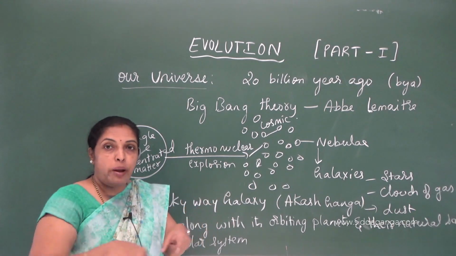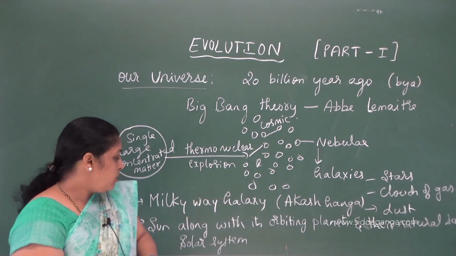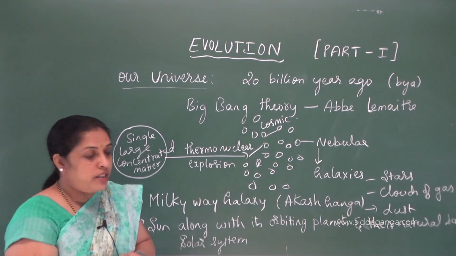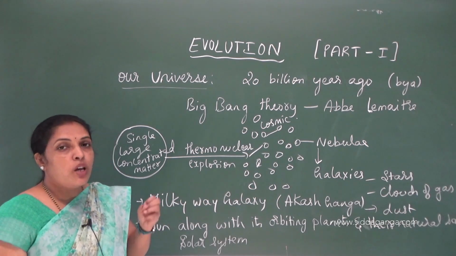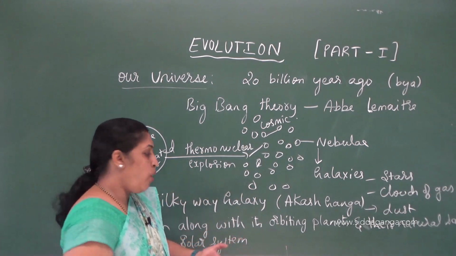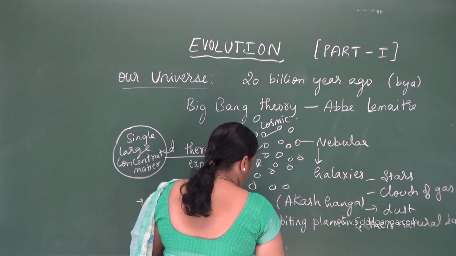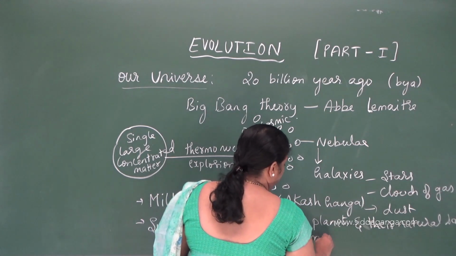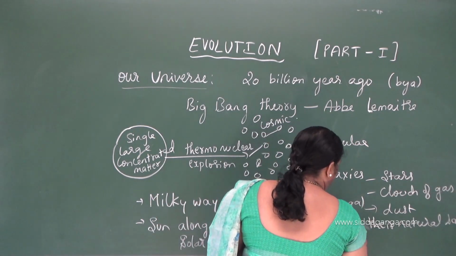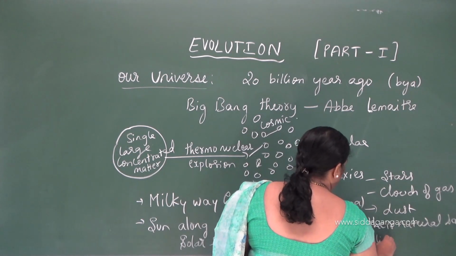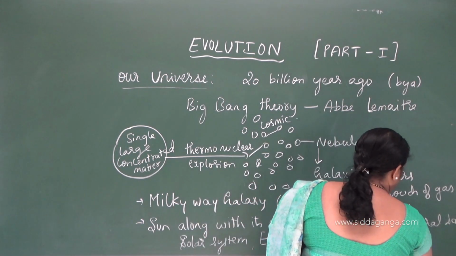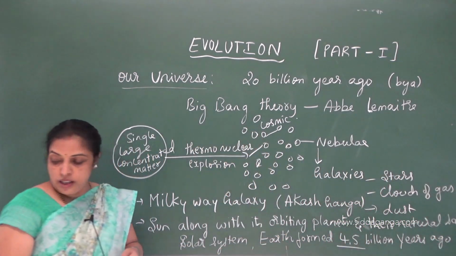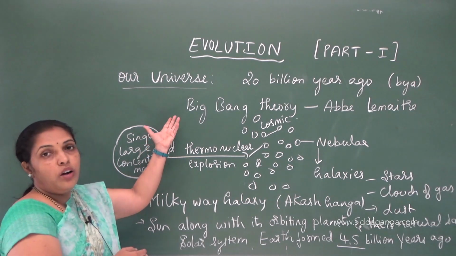The Sun, along with its orbiting planets and their natural satellites, forms a solar system. Once the solar system is formed, we saw the formation of Earth. Earth formed 4.5 billion years ago. So that is about our universe.